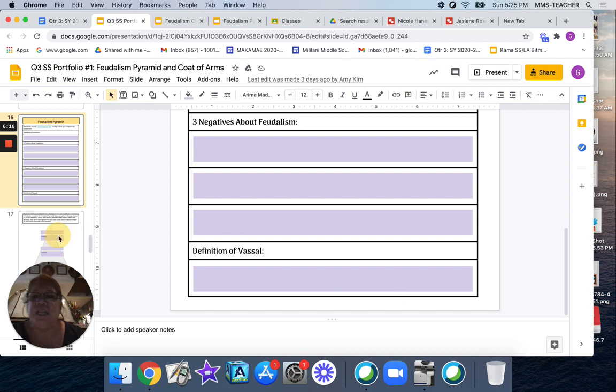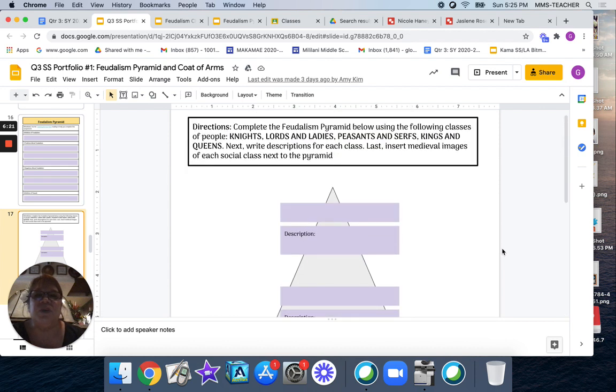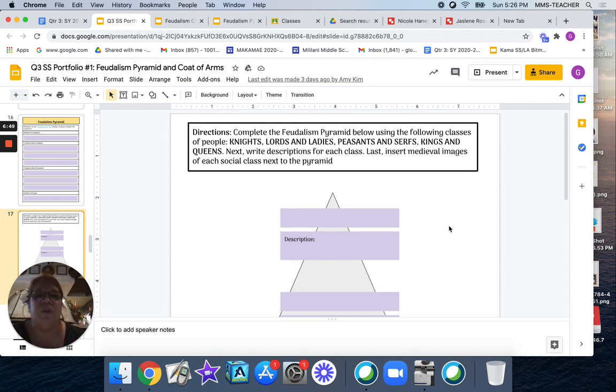Now you'll proceed to slide 17. And slide 17, it is showing you the pyramid. Your directions: you will complete the feudalism pyramid below using the following classes of people. So you have the knights, that's one class. Lords and ladies, that's another class. Peasants and serfs, that's another class. And kings and queens. Okay, so those are the 4 classes. Only those 4 classes you will be focusing on.